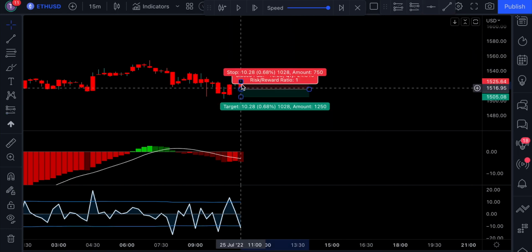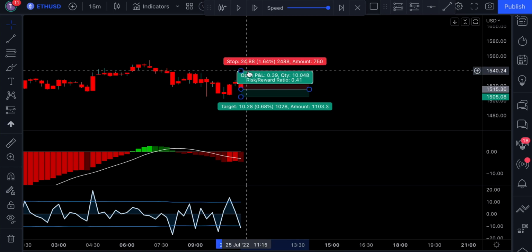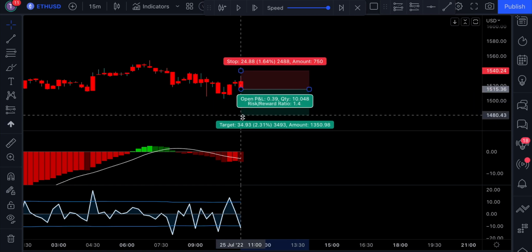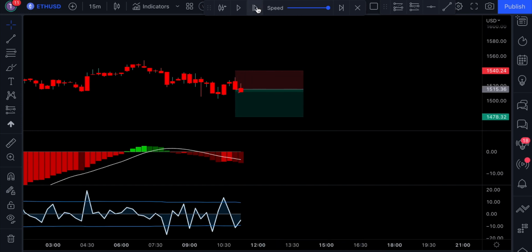The sell order will be placed at the close of the trigger candlestick. The stop loss should be placed slightly above the recent highest price. We're going to be targeting 1.5 times the risk.